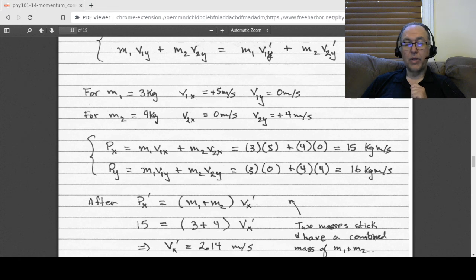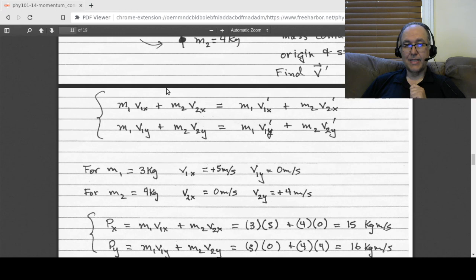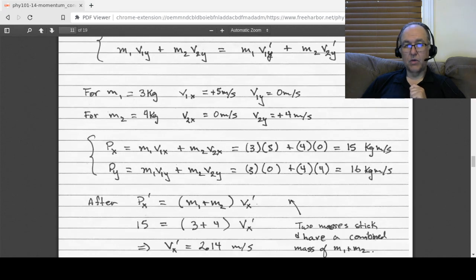Now what? Well, we can calculate the total momentum before. So the total momentum before, basically that's the left-hand side of these equations. Px is going to be m1 v1x plus m2 v2x, and just plugging in the numbers, m1 is 3, and its x component is 5, m2 is 4, but it's got no x component, and so you get a total momentum x component of 15 kilogram meters per second.